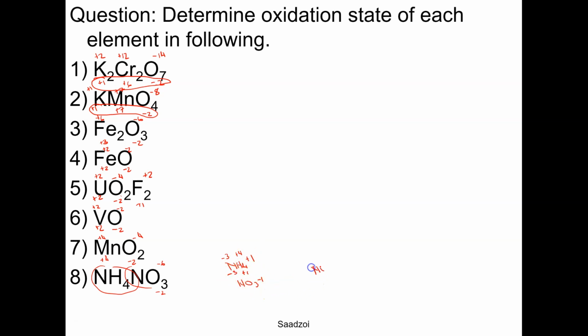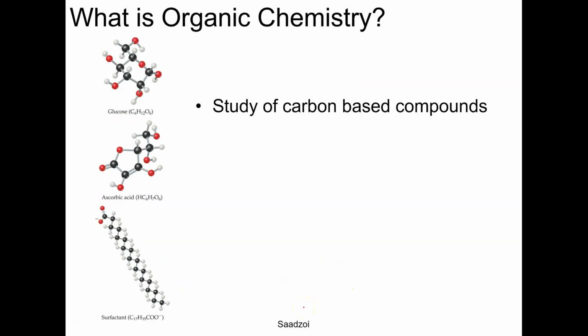For NO3, I'm going to do it here so it doesn't get too messy looking. O is -2, so that's -6. So what does N have to be? +5, because 5 minus 6 gives me -1. So those are my charges for it. So if you have 2 polyatomic ions, break them apart, it'll make your life easier.